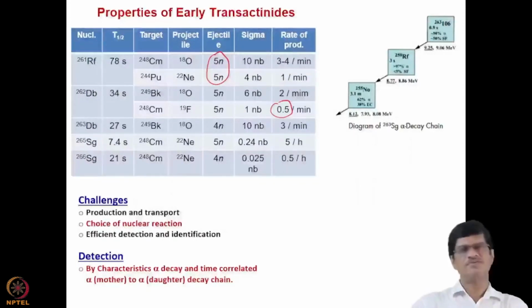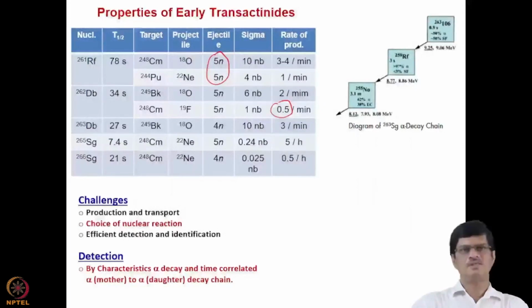Now the challenges in the case of the transactinides are production and transport. This is a challenge because, as I have already mentioned, the cross sections are very, very low, in the nanobarn range, even less than a nanobarn for seaborgium nuclides. And also, what type of nuclear reaction one has to carry out. And finally, efficient detection as well as identification.